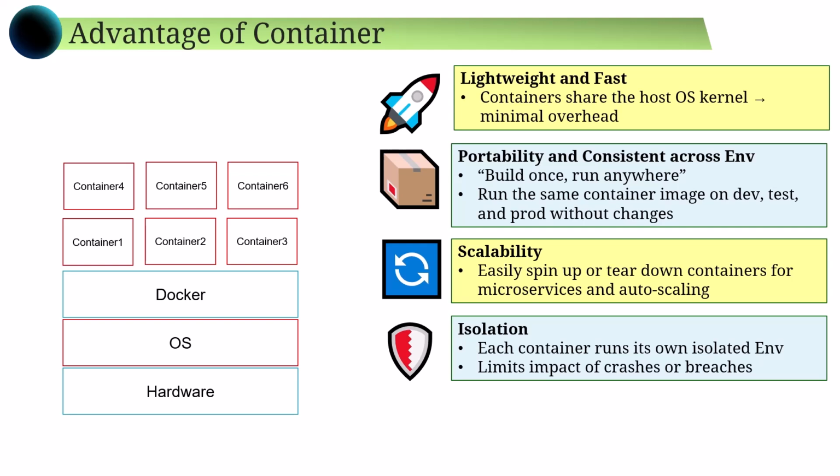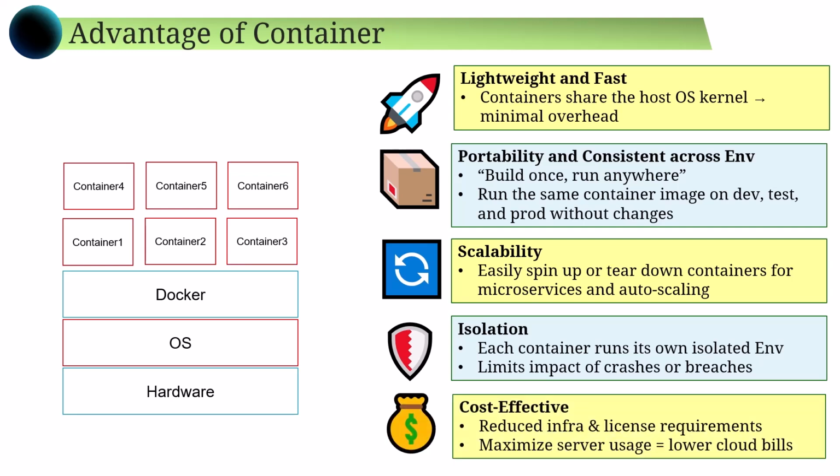Isolation. Each container runs on its own isolated environment and limits the impact of a crash or a breach on one of the containers. It is still a limited isolation when you compare that with VM or bare metal. It has a smaller attack surface area compared to a full-blown operating system. Cost effective. It reduces infrastructure and licensing cost because each container is sharing the operating system kernel. They don't incur the cost as compared to a virtual machine.